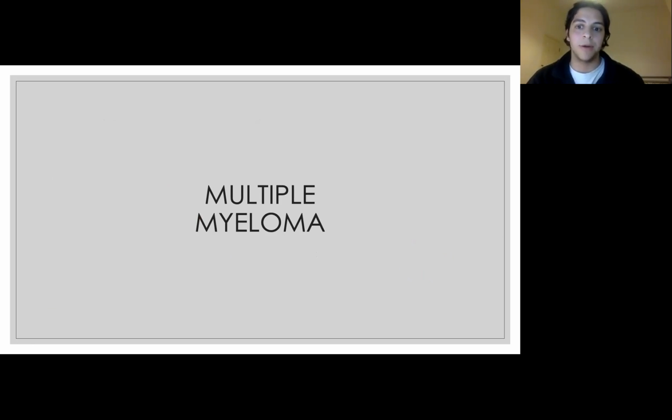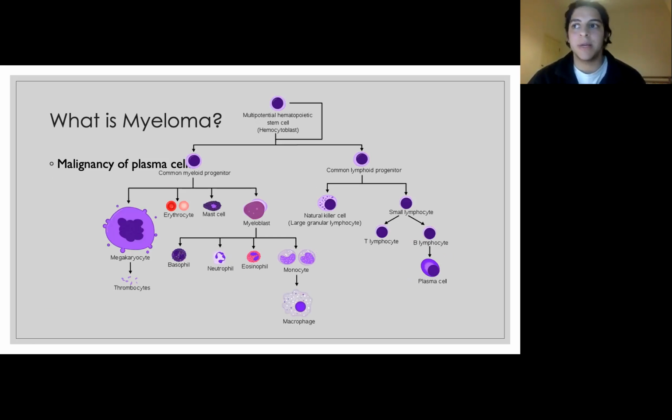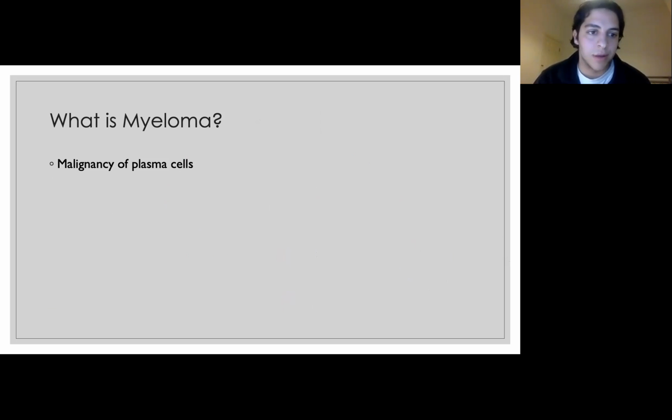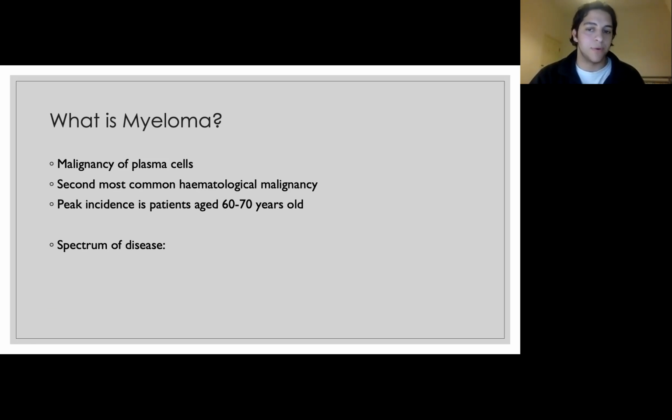So we'll move on to myeloma. So what is myeloma? So myeloma is a malignancy of plasma cells. So if we look again at our flow chart here, if you follow it down to the plasma cells here, the plasma cells are what produce antibodies. So this is a cancer of the plasma cells. What it means is, it's the second most common hematological malignancy. The peak incidence is in patients aged 60 to 70 years old. And it's a spectrum of disease, that's important to remember.